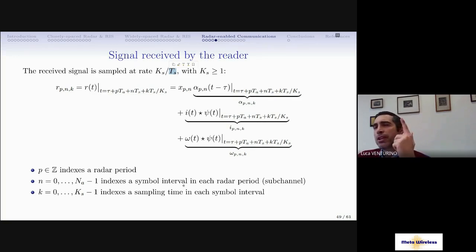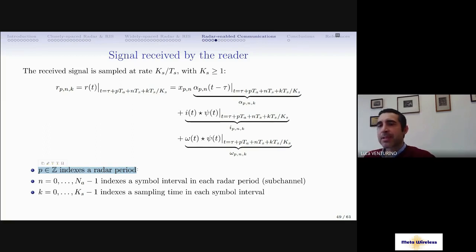What is important here is that we have three different time scales. One time scale is the one provided by the radar period. So here, the index P counts the radar periods.